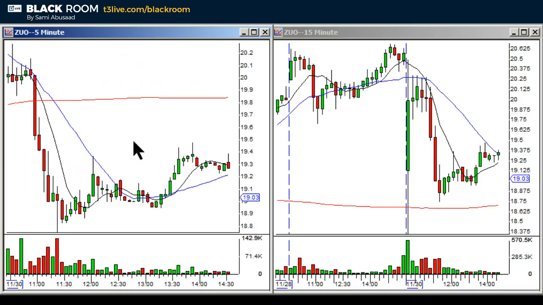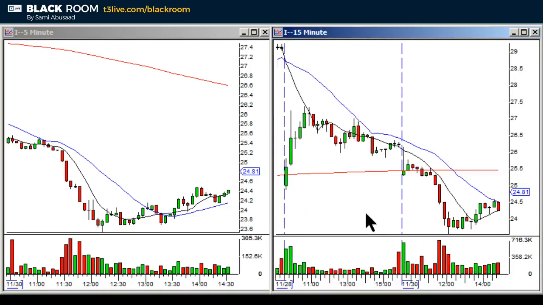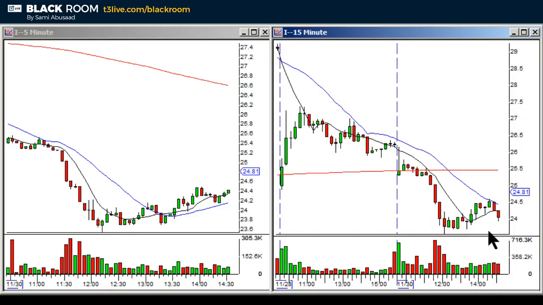I'm using a different platform today because my other platform, Realtek, I'd have to constantly be scrolling back every time I change a symbol. So hopefully this platform is clear enough still.